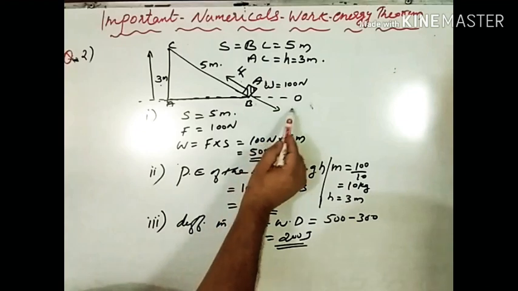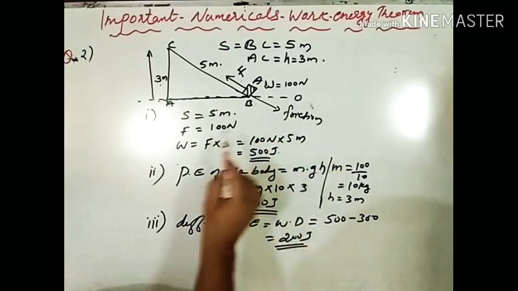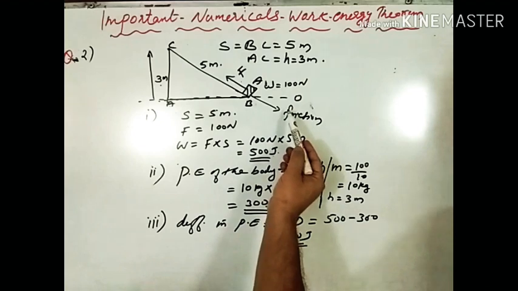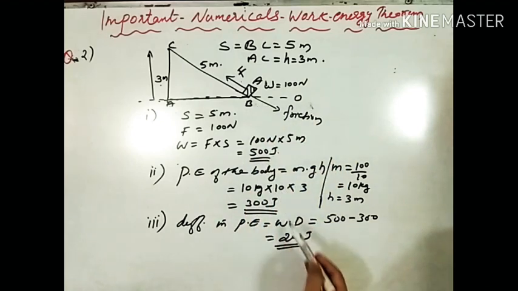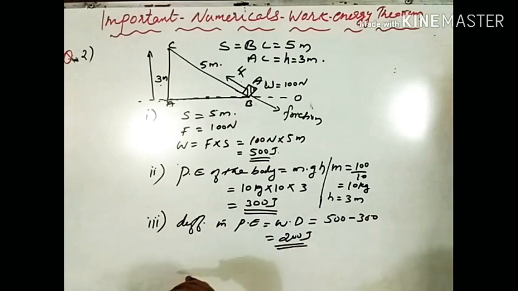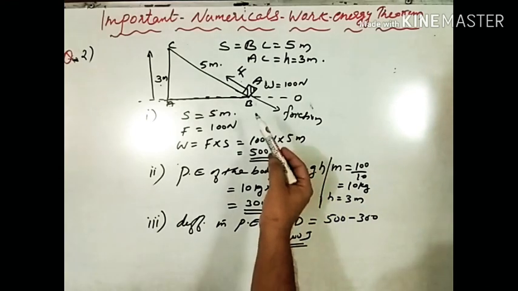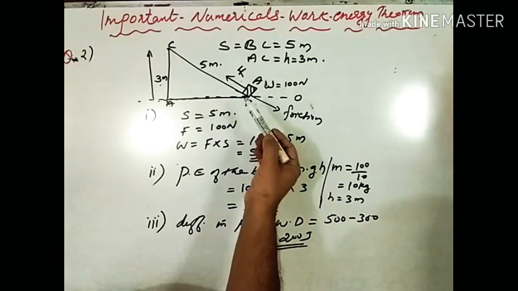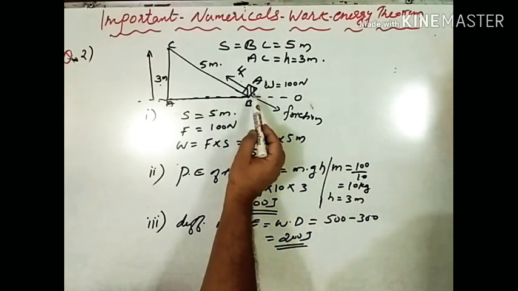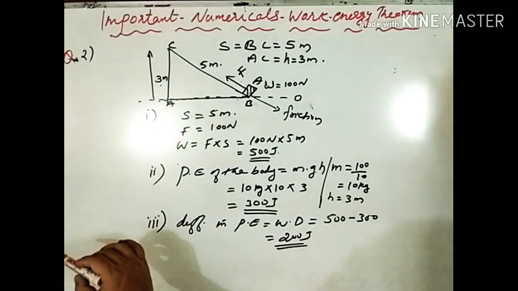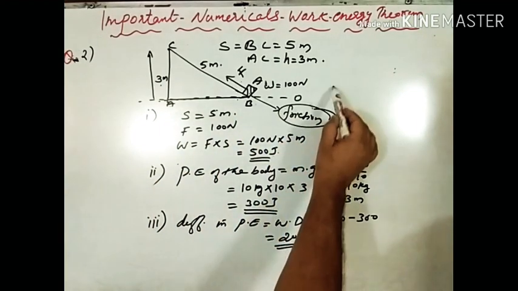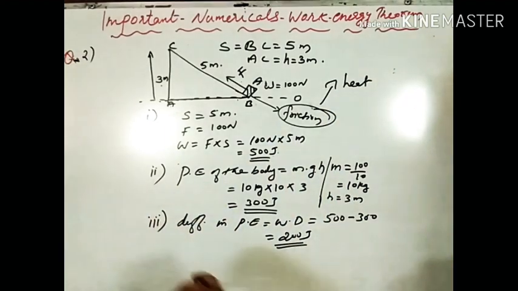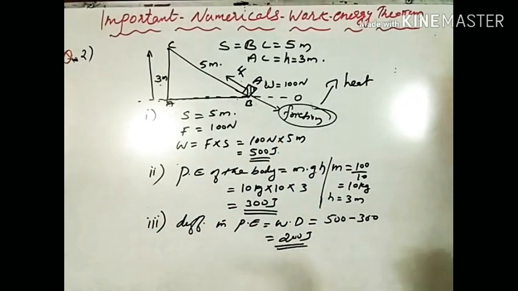The force of friction is acting downward. It's an opposing force. So against the force of friction, that 200 joules of energy is being utilized. This is the difference in work done, 200 joule. That 200 joule is used up in doing work against the force of friction between the block and the slope, which will disappear, that is, be dissipated as heat energy. I hope you understood.